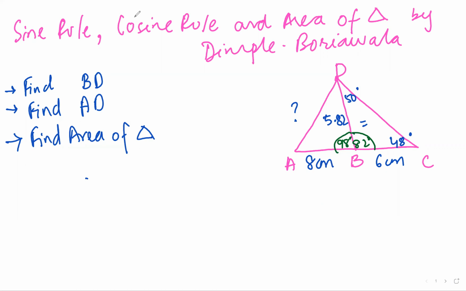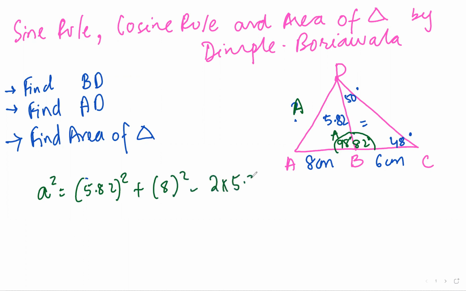So I want to find this AD. That is my A. Opposite to A, this is my cos A, right? So here my A is the subject. So A square is equal to B square plus C square minus 2 into 5.82 into 8 into cos 98, right? I can take anything.